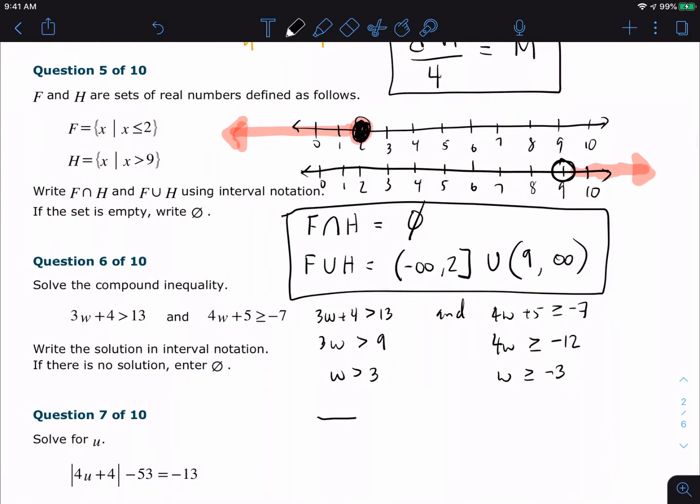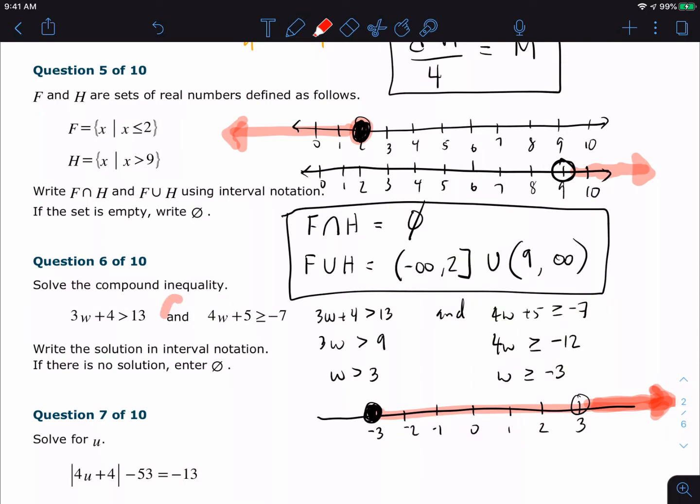So when I go to shade both of these, here's negative 3, negative 2, negative 1, 0, 1, 2, and 3. At 3, it's an open circle, and it's going to shade this way. At negative 3, it's a closed circle, and it's also going to shade this way. Agreed? You guys agree with that? Yes. Okay, so now the question is, and.